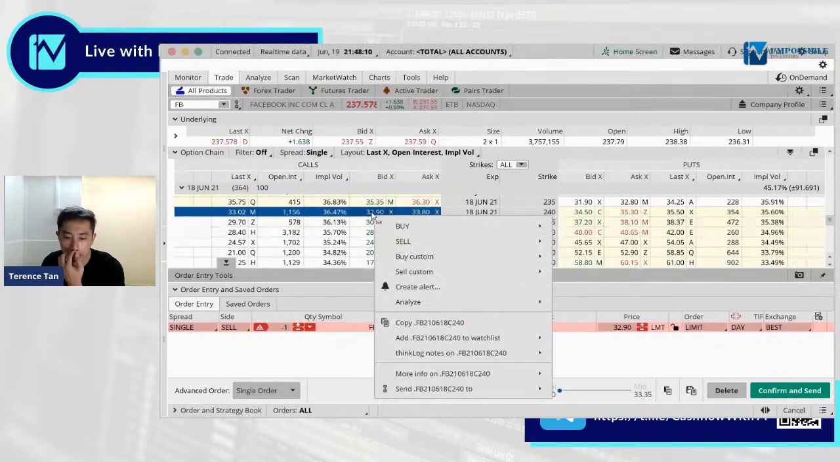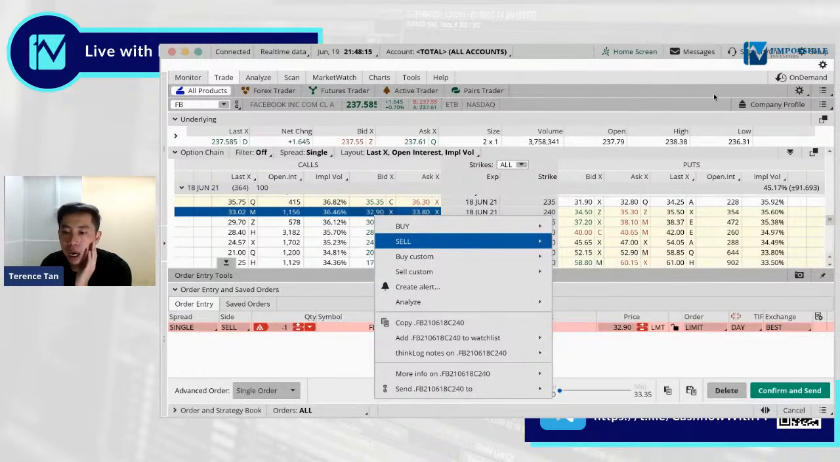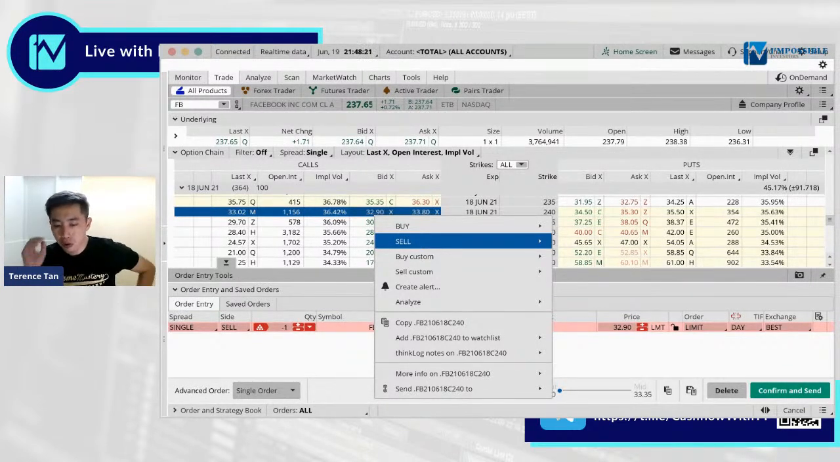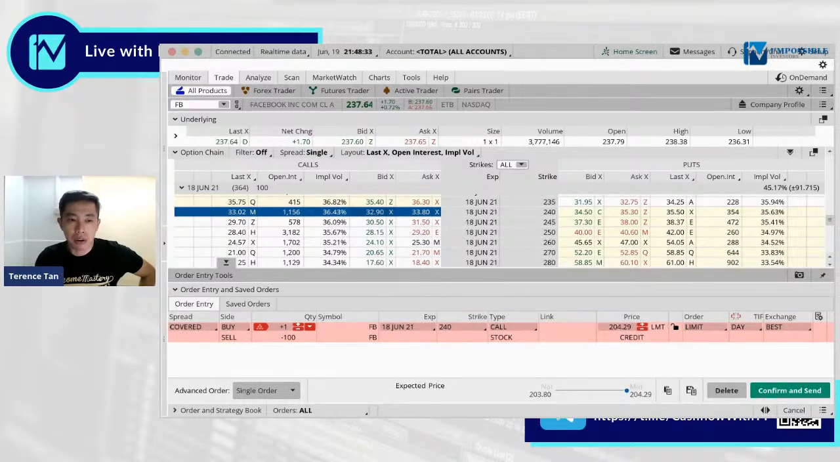Right click, sell. I actually have a further menu over here, but it's not appearing on your screen. When I right click on the bid price for the 240 call strike and move over to the sell, on the next menu you'll see this selection called covered stock.